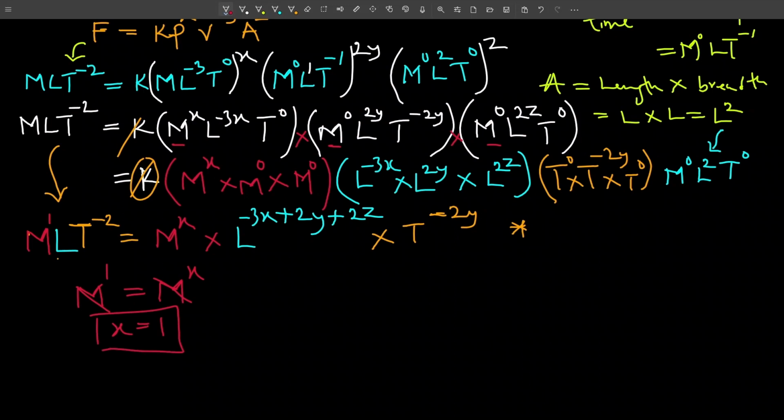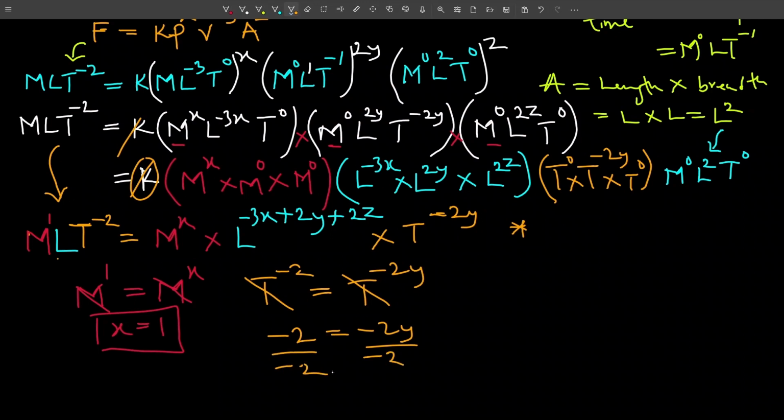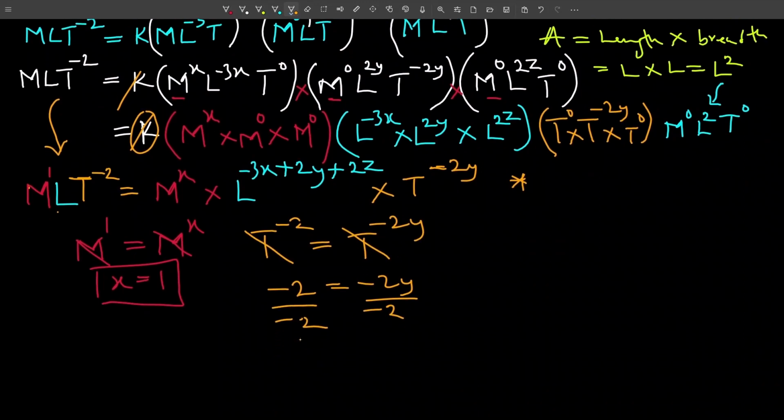Let's look at L. Okay, or let's look at t. I think looking at t is easier. For t, what do we have? T raised power minus 2 on the left hand side equals t raised power minus 2y on the right hand side. So if this cancels this, we have minus 2 equals minus 2y. Dividing both sides by minus 2, we're going to have y equal to 1. So our y is equal to 1.